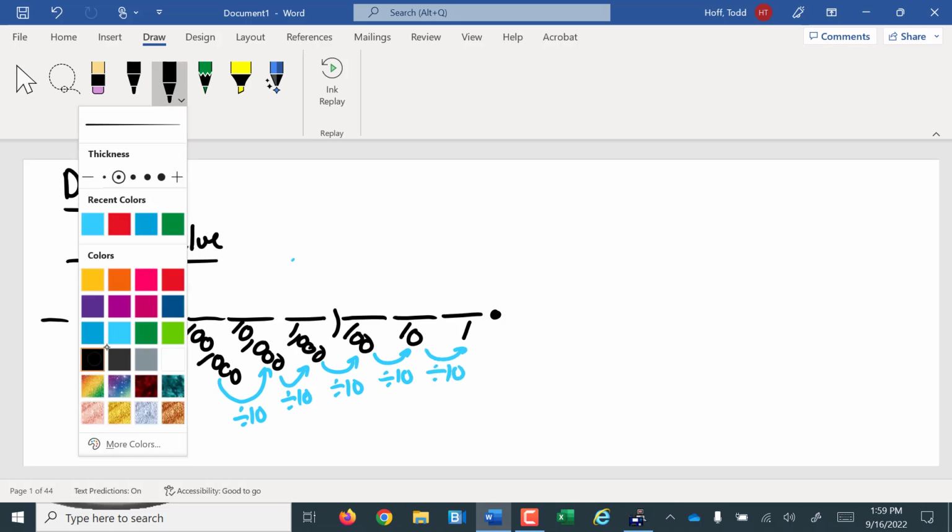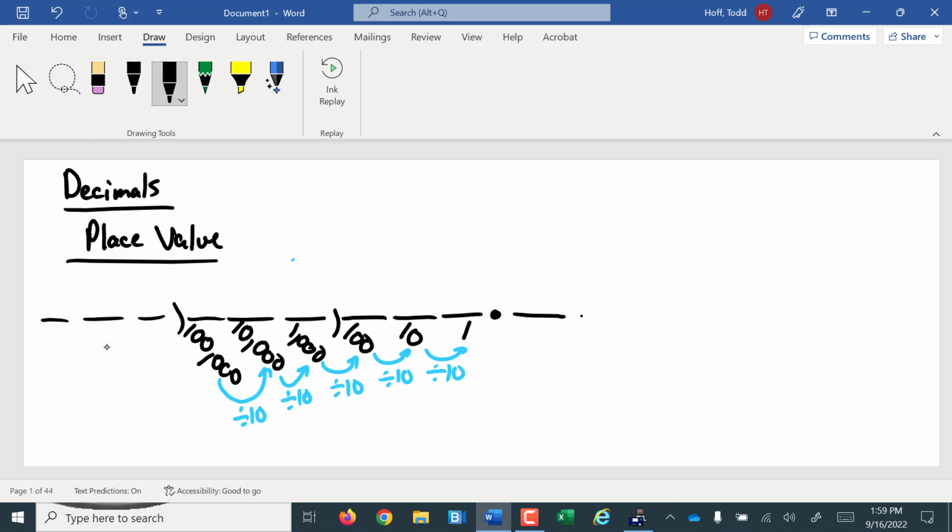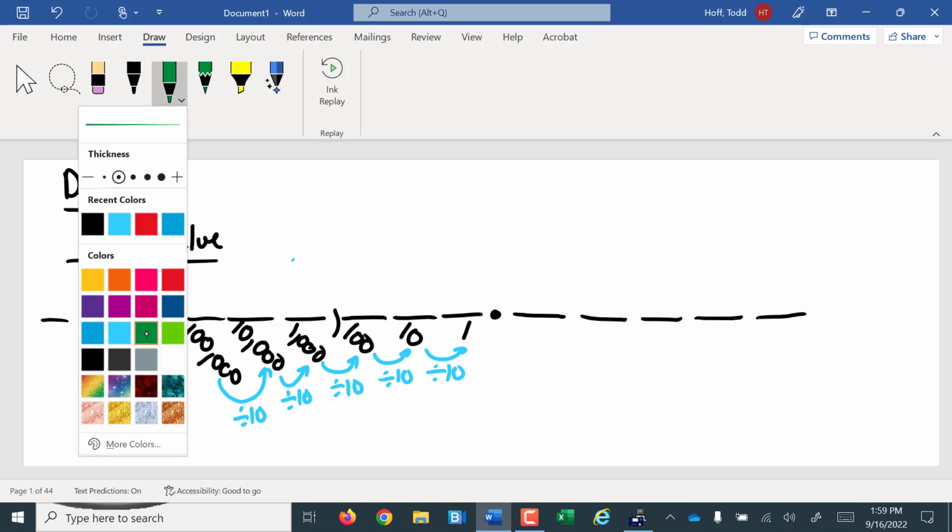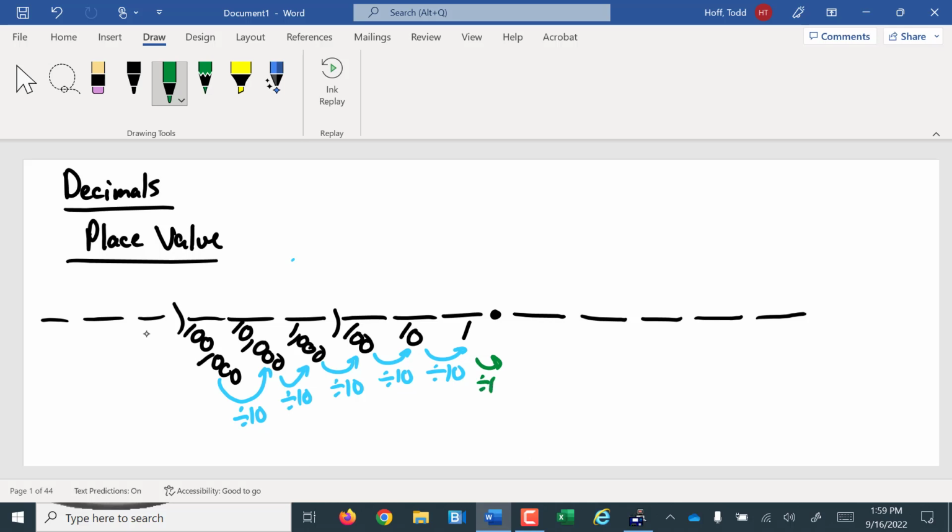As we go to the other side of the decimal point, or continuing on after what many would consider to be the end of the number, that pattern continues. 1 divided by 10 is 1/10. 1/10 divided by 10 is 1/100th. And 1/100th divided by 10 is 1/1,000th. Then 1/10,000th and 1/100,000th.